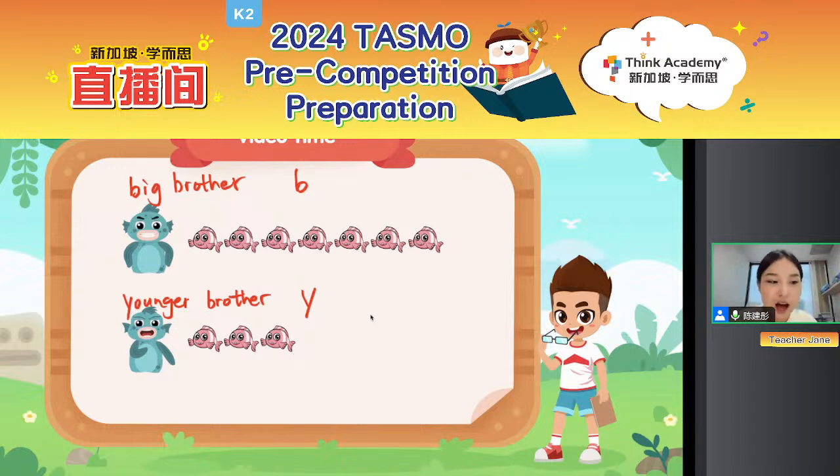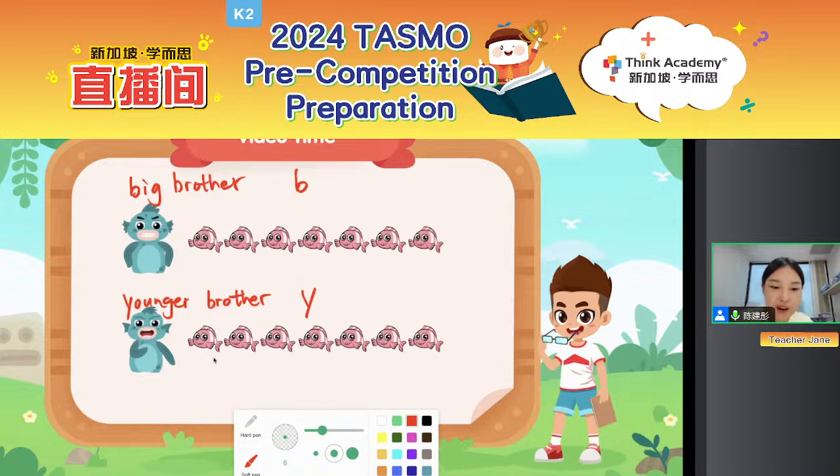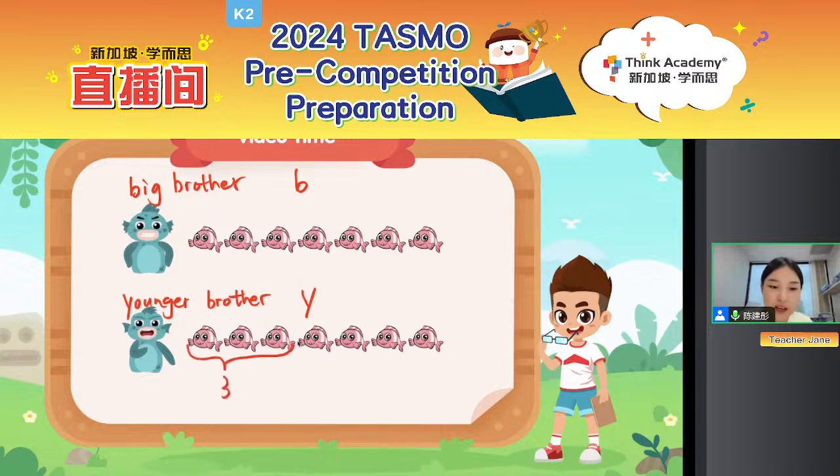Type in the chat box, how many more do we need? Yes, we need 4 more because in the beginning we have 3, right? In the beginning we have 3, and the younger brother needs 4 more fishes so that they will have the same amount, right? And then another way is that we can take away some fishes from the big brother, right?